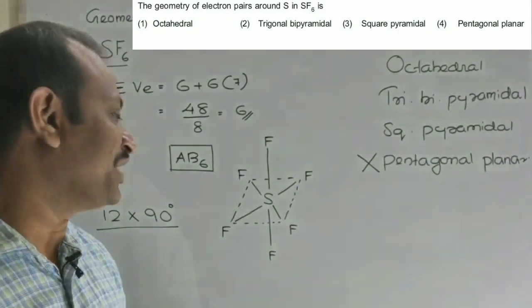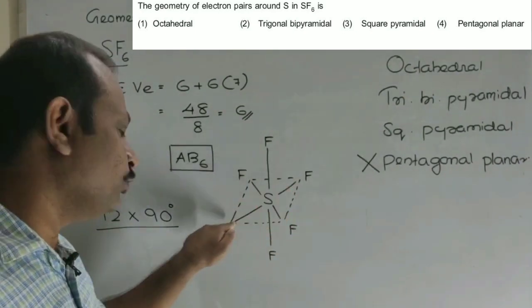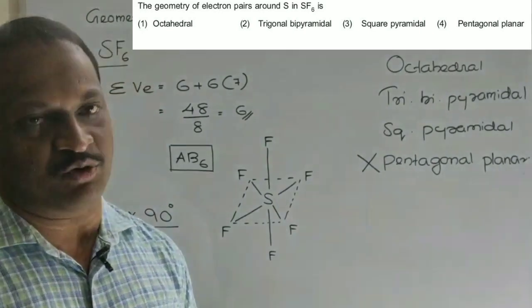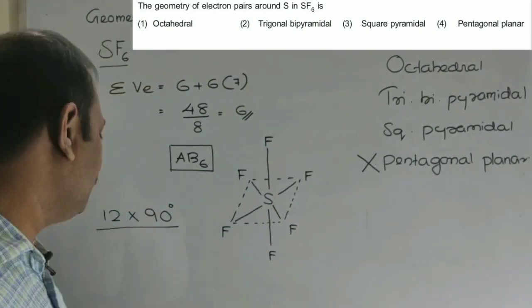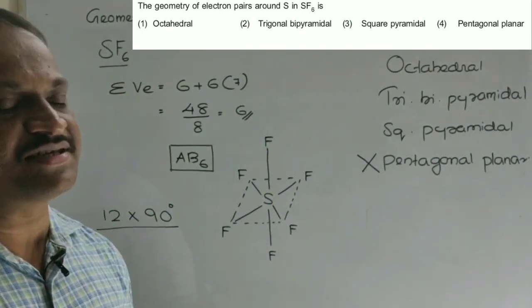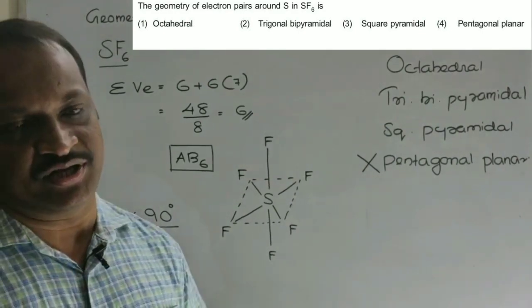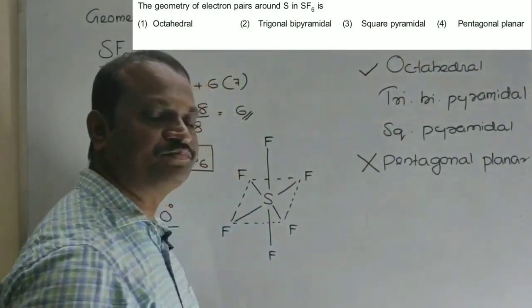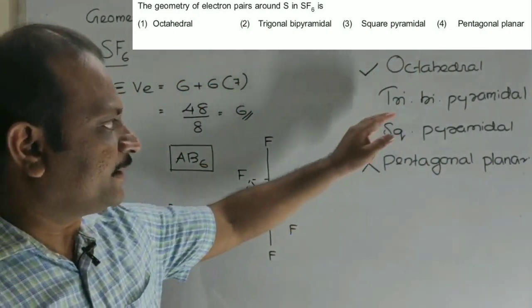For 180, you can say that this angle is 180, this is 180, this is 180. So 3 angles of 180 are possible in this case. And most probably they will be asking about how many 90-degree angles are there? 12 90-degree angles are there. So our option in this case is the first one, meaning octahedral. And now you know what is the second option?